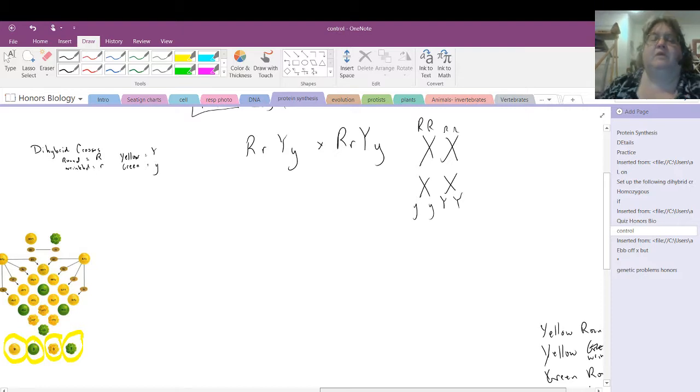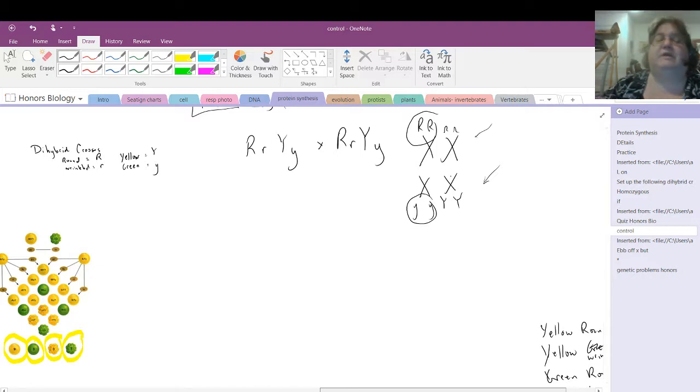Now, the reason we say independent assortment is whether or not the big R lines up over here on the left does not affect whether or not the little y sorts there. In other words, the lining up of the round and wrinkled chromosomes has no bearing on the yellow and green. They're independent of one another.